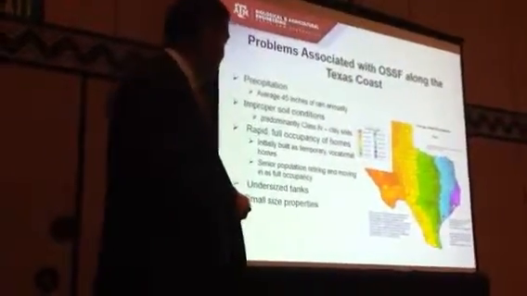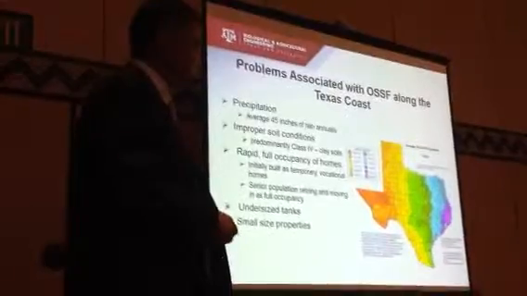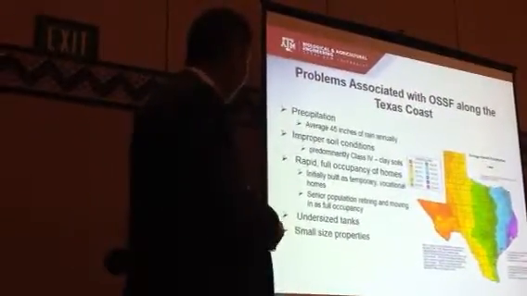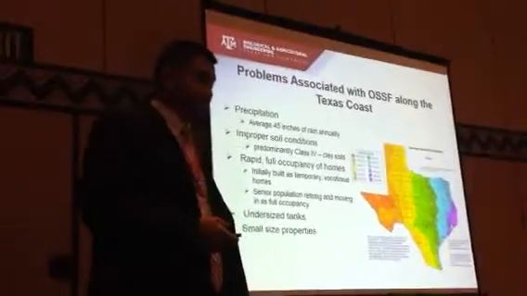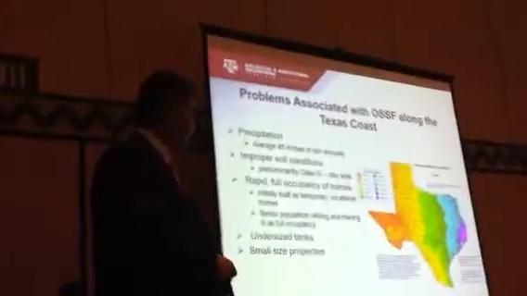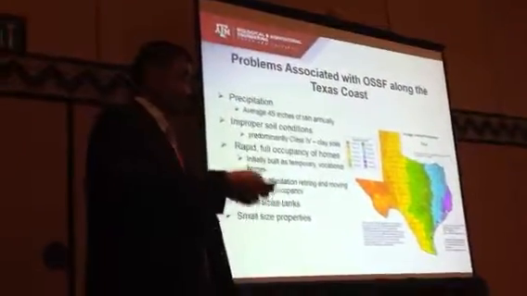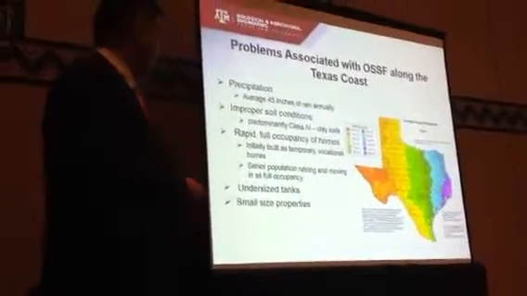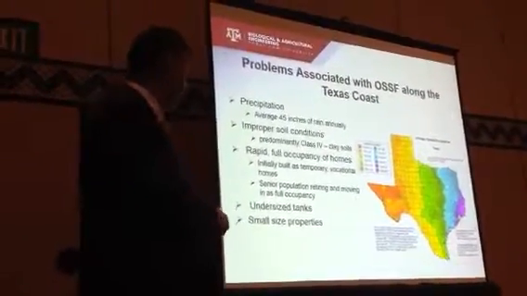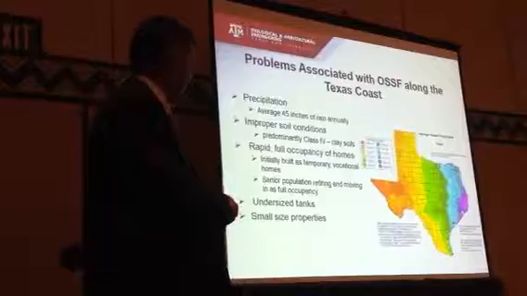As you move on to the west, down to El Paso, you will receive about 8 inches per year. So these are the main problems associated with OSSFs in Texas. Soil, obviously, inadequate soil. The treatment happens on the soil, and then some undersized tanks and small property sizes.